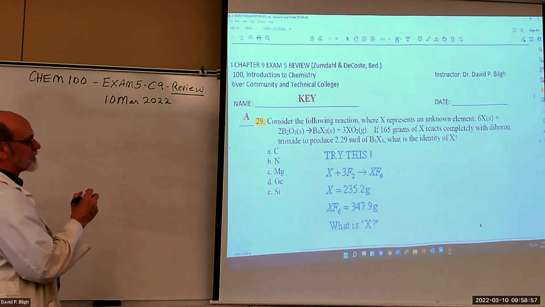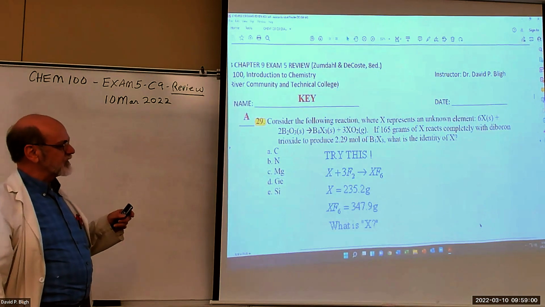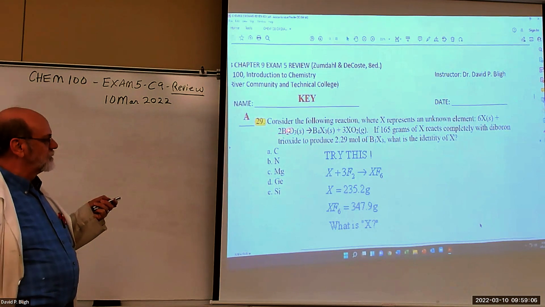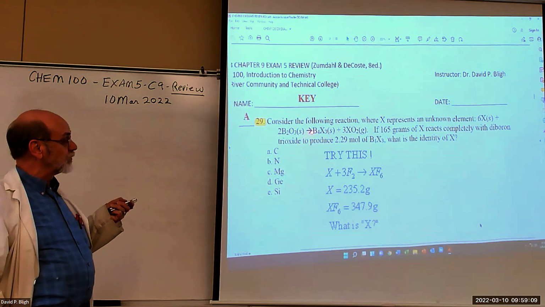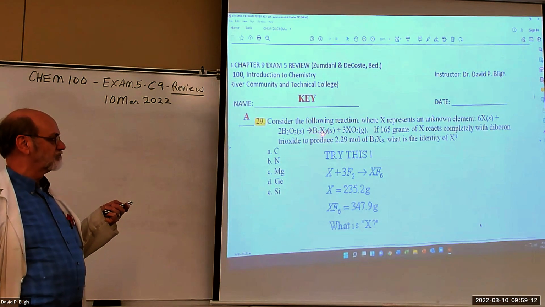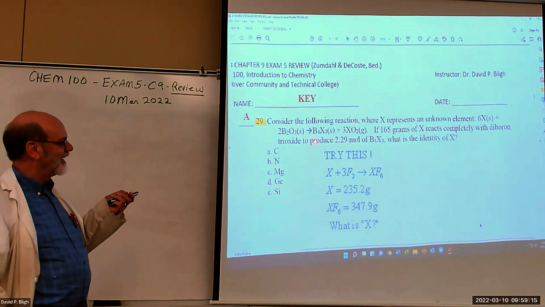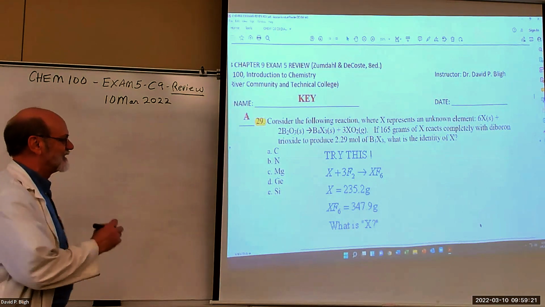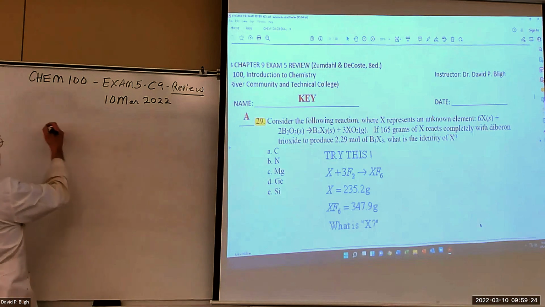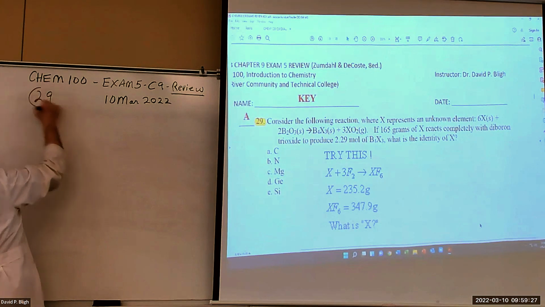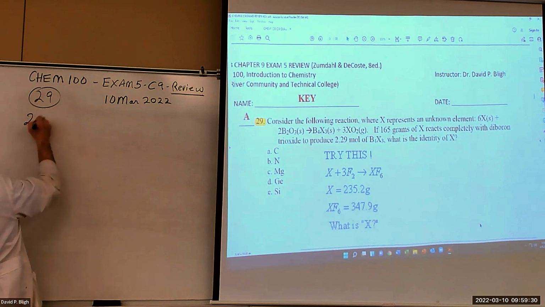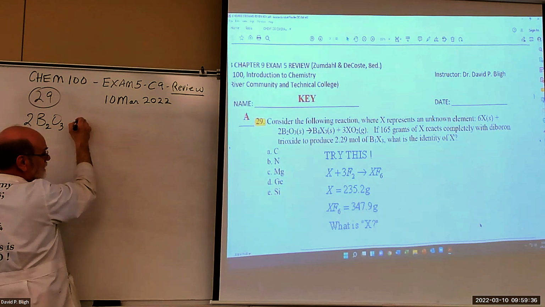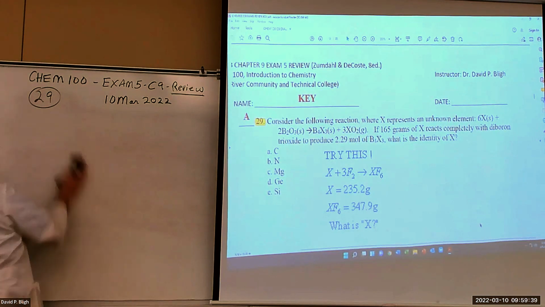Okay. So consider the following reaction where X represents an unknown element. So we have 6 X's plus 2 diboron trioxide yields tetraboron tri-X plus 3 XO2s. Okay, and it looks like that one's balanced. 29. So 2 B2O3. Oops, I left one out. Sorry. Back up.